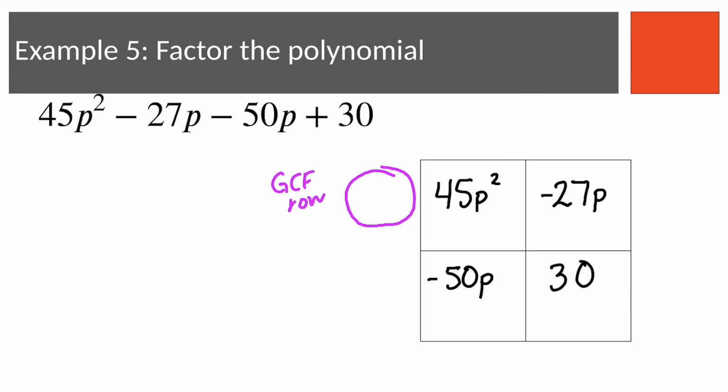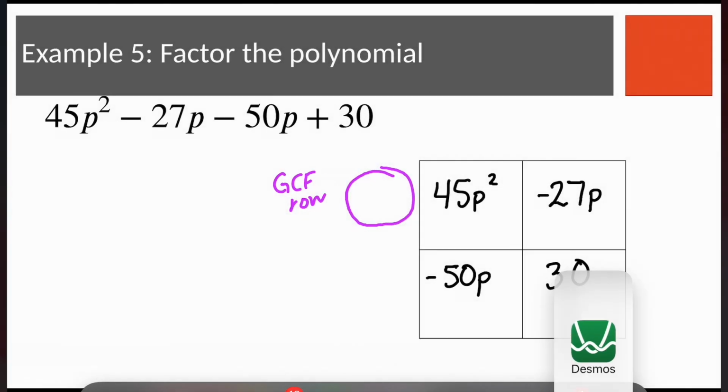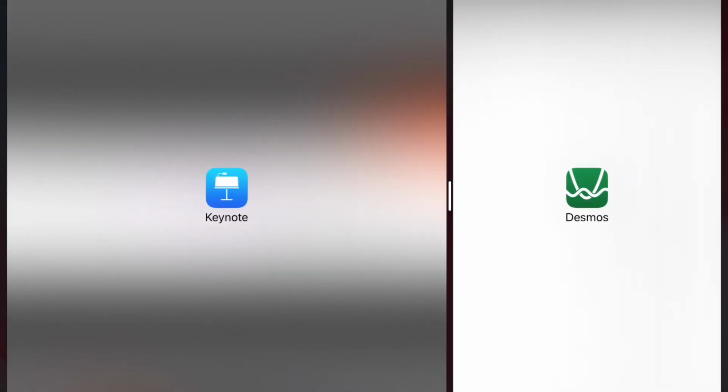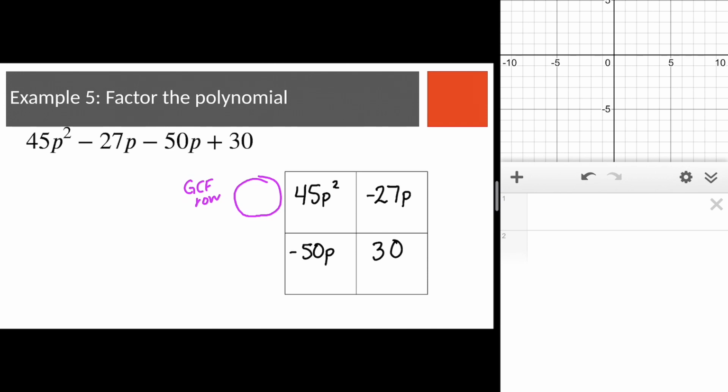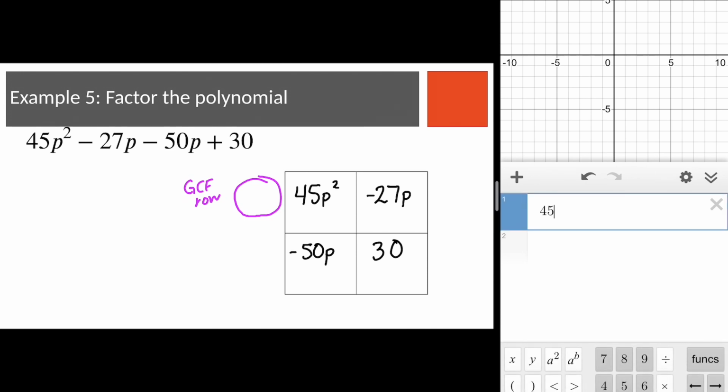So we need to list out our factors. I don't remember all the factors of 45 off the top of my head, so I'm going to go ahead and pull open Desmos and use that just to double check. So first and foremost, we know that 45 divided by 1 is going to give us 45. So we know 1 is a factor. Is 2 a factor? No. 3? Yes. So we've got 3 and 15. I don't know how many factors there are going to be, so I'm going to write this out in 2 rows just to make sure.